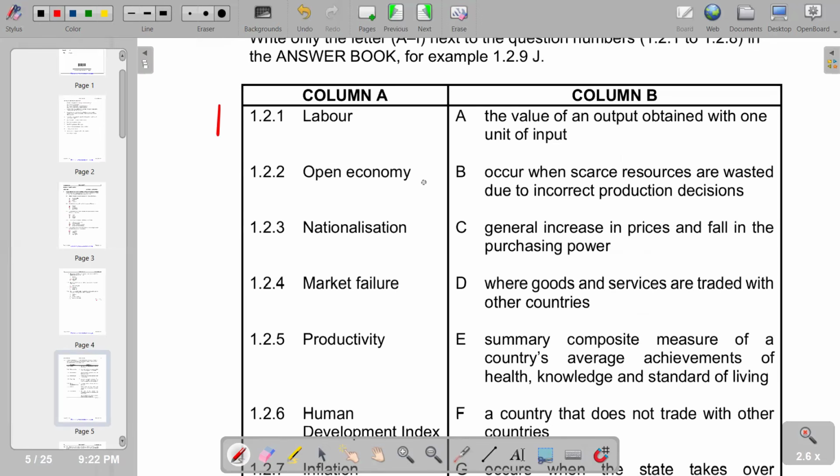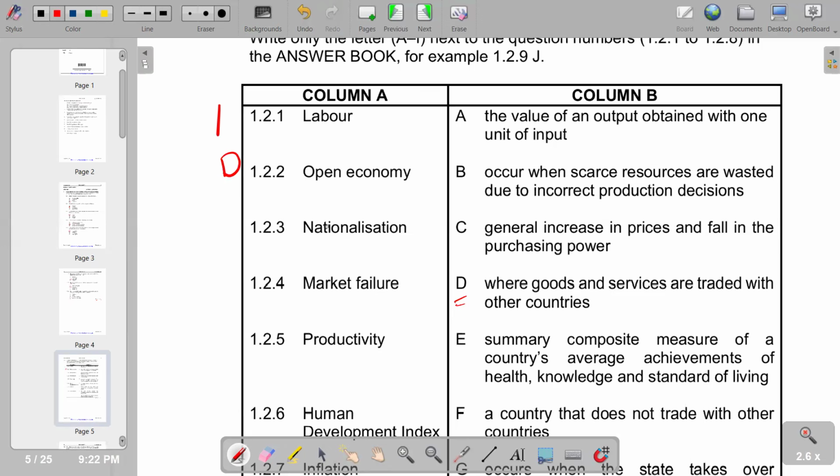Then open economy. We know that an open economy is an economy that operates interacting with other economies. So we check now according to our responses to see where we have. If you go to D, where goods and services are traded with other countries, that's the correct response. So you put D.